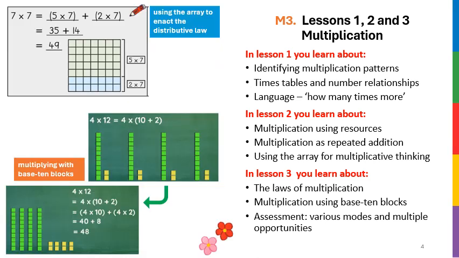In lesson 3, you learn about the laws of multiplication. Commutativity we already spoke about, but there are other laws like the associative law, the distributive law, and so forth. In the top left-hand corner, I show you a calculation, 7 times 7, and I show also there how the use of an array can actually prove the distributive law and why it works.